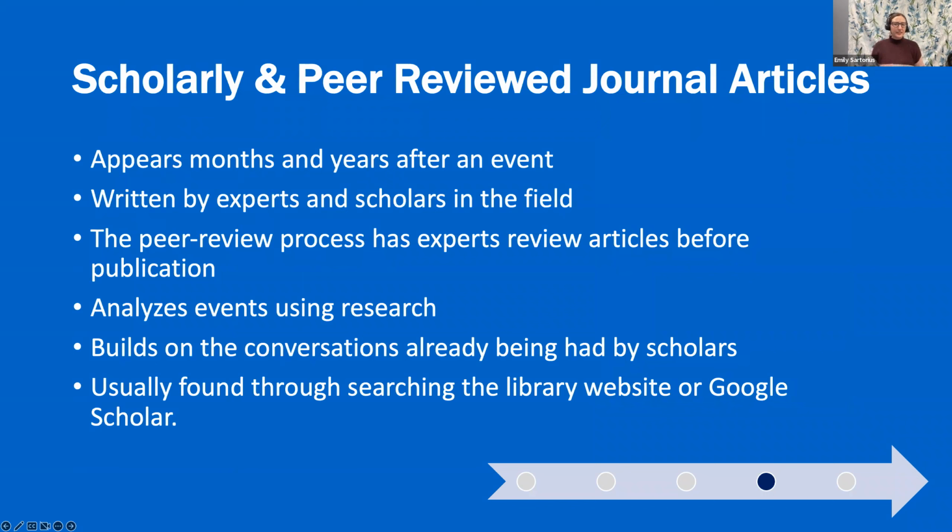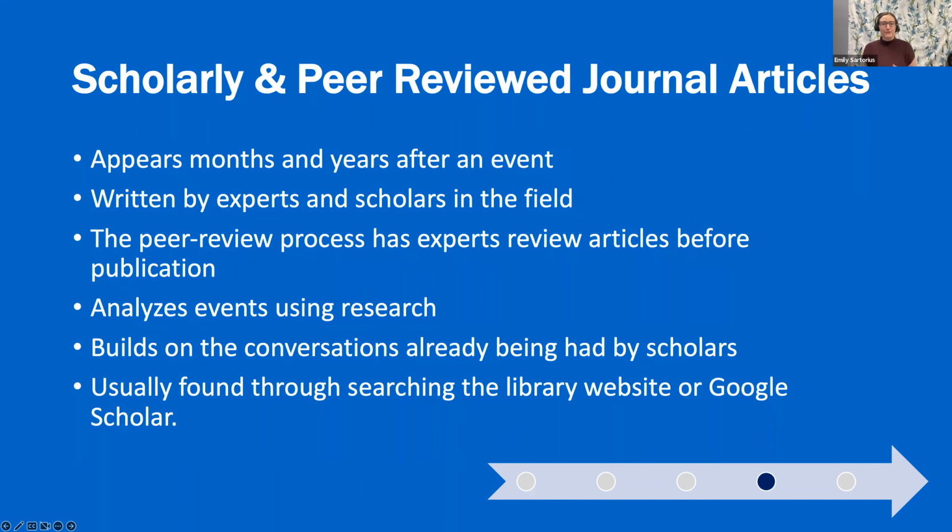The fourth stage of the information timeline is scholarly and peer-reviewed journal articles. Scholarly, like the word school, just means the resource has an academic perspective. So think scholarly and school. The term peer-reviewed means that each article in the journal was reviewed by experts in the field to make sure the information is accurate and important to the scholarly conversation. So it was reviewed by peer scholars in the field.